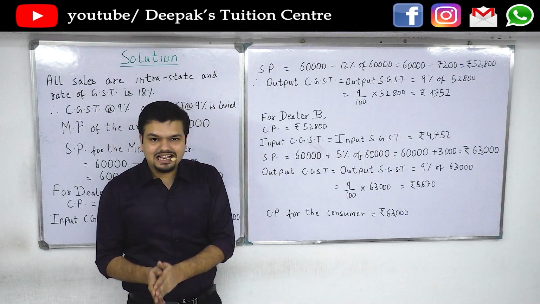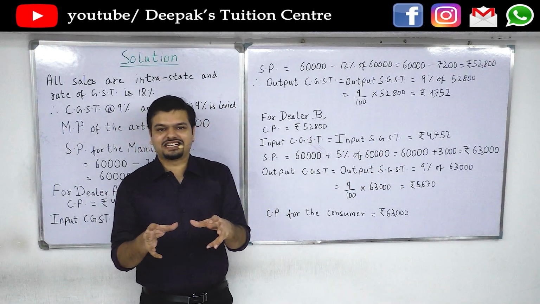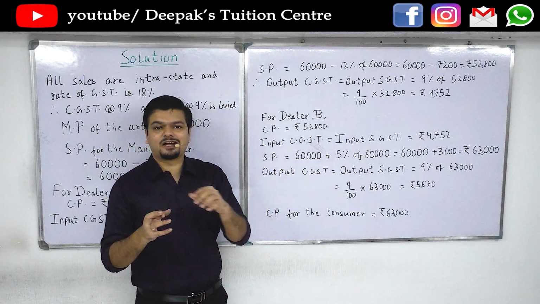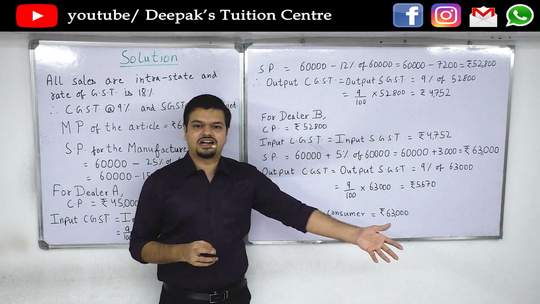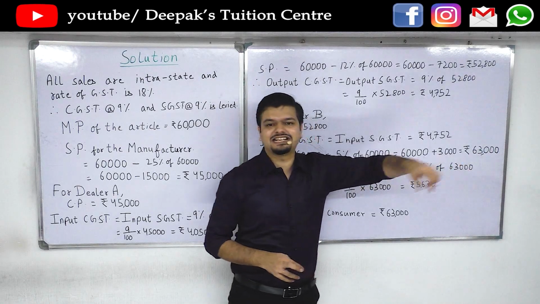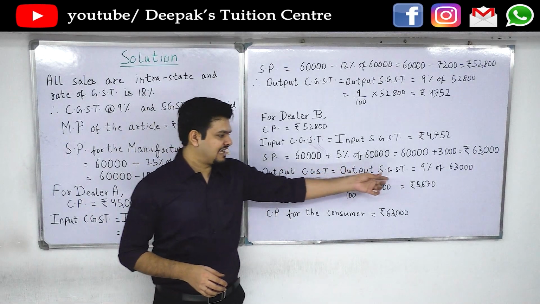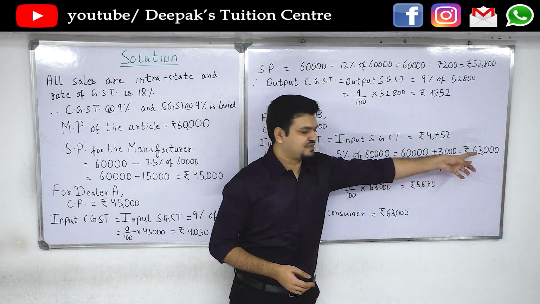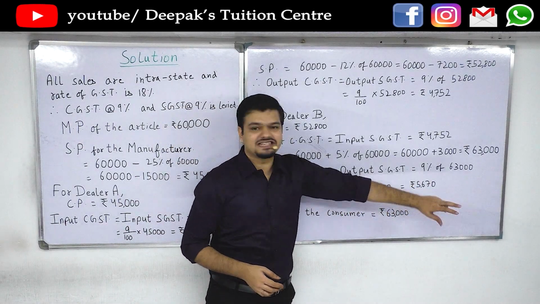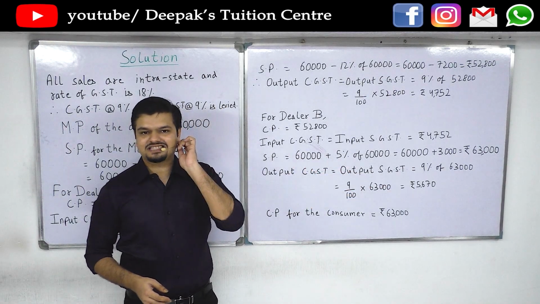You do not have to write any calculation for that. Selling price: dealer B sells the article to the consumer at rupees 60,000 plus 5% extra. So 60,000 plus 5% of 60,000. That will be 60,000 plus 3,000, that is 63,000. So output CGST will be equal to output SGST will be equal to 9% of 63,000. So 9% of 63,000 is rupees 5,670. So output CGST and output SGST will be 5,670.